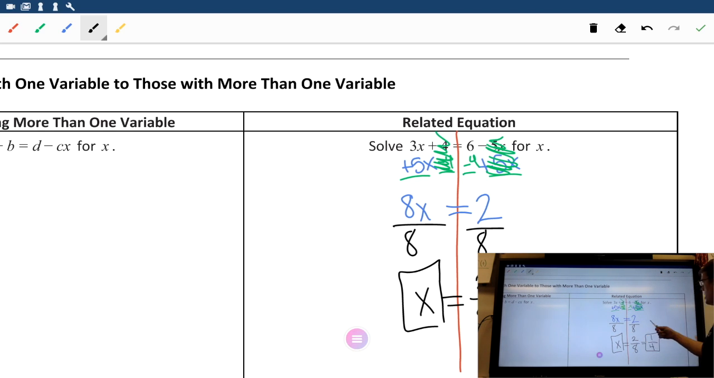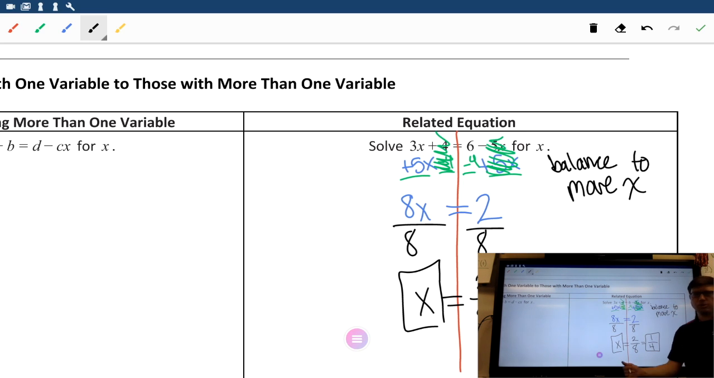Okay, step one was to balance. Maybe this is a Labrantism, but balance both sides of the equation to move x. That's what we're really doing. Balance it to move x. Step two, divide. I'm going to keep those steps and I'm going to do them over here on this problem.